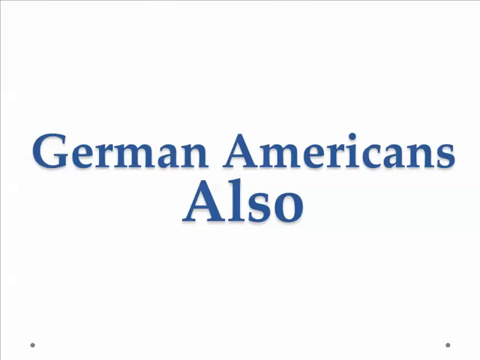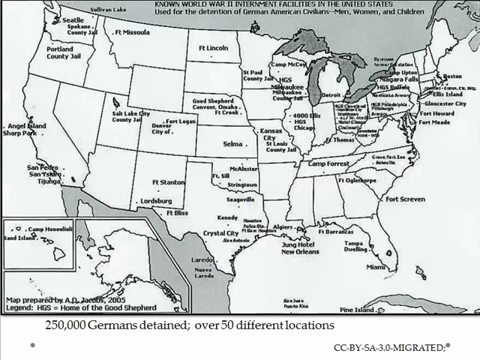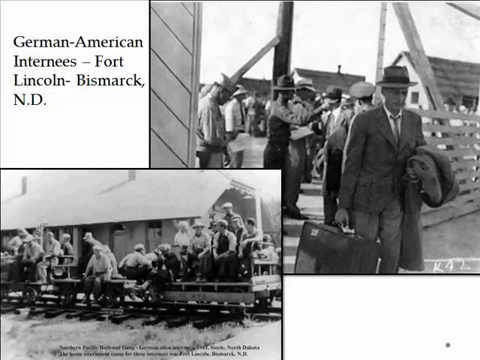Now, German Americans were also interned, and some of those, like at Fort Lincoln, North Dakota up here, the Germans were interned with Japanese Americans in some of these places. But over 250,000 Germans were detained at 50 different locations. And here's some of those on the map. Here's a picture of some of the German Americans that were there, and these are in Fort Lincoln, Bismarck, North Dakota, where I just showed you on the map.